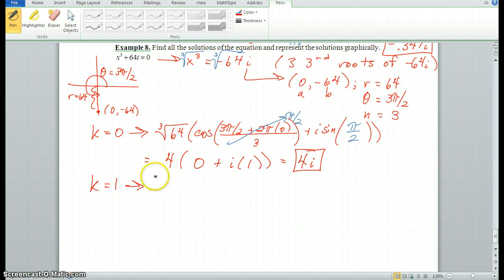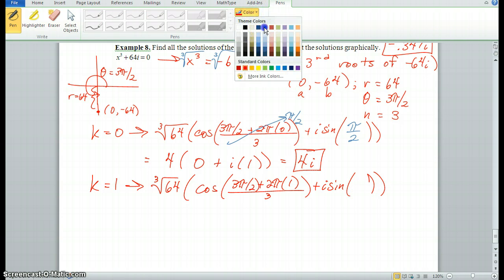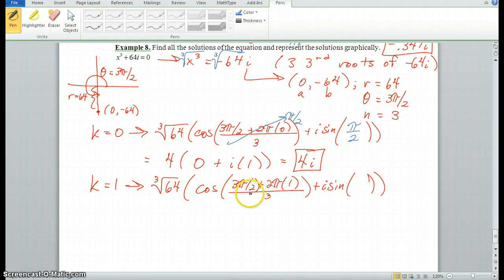Let's do k equals 1, so the cube root of 64 times the quantity cosine of 3 pi over 2 plus 2 pi times 1 all over 3 plus I times the sine of the same thing. So let's calculate that. 3 pi over 2 plus 2 pi, which is the same as 4 pi over 2. So we have 4 pi over 2 plus 3 pi over 2, or 7 pi over 2 over 3, which is just 7 pi over 6.